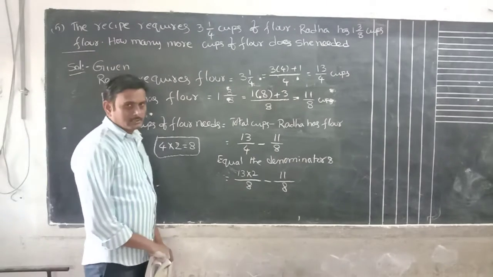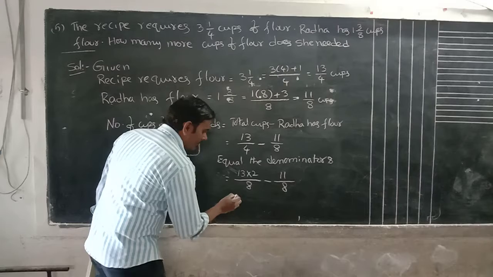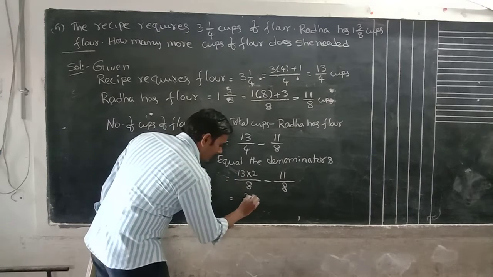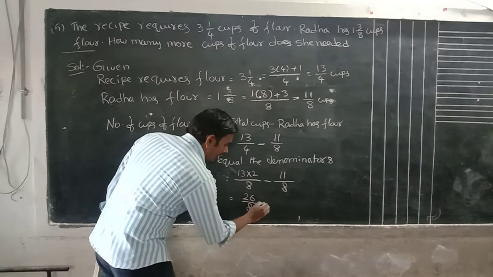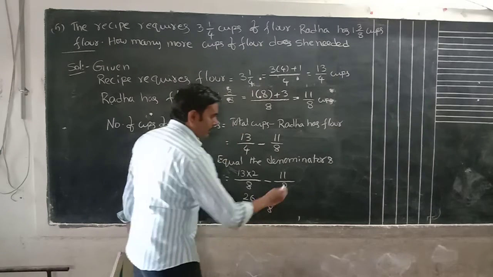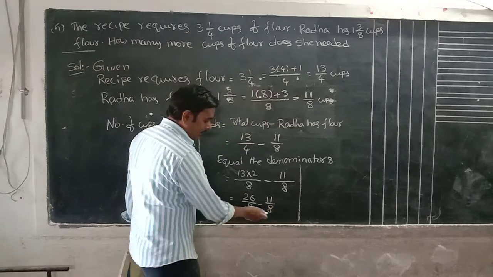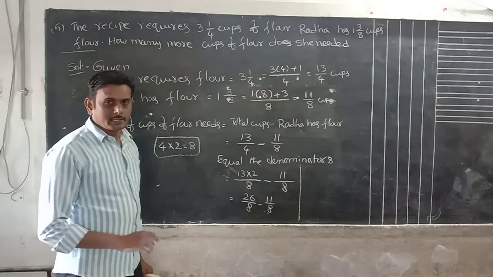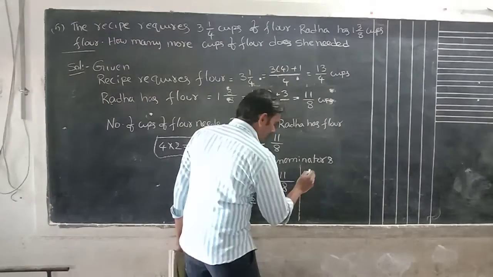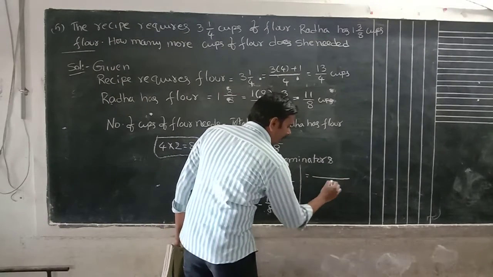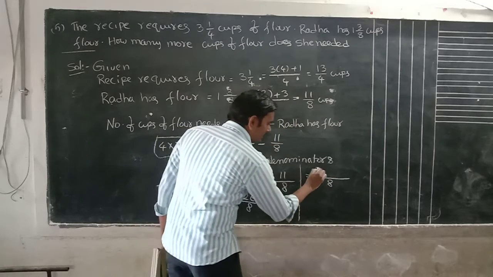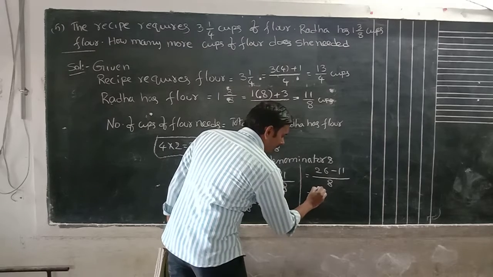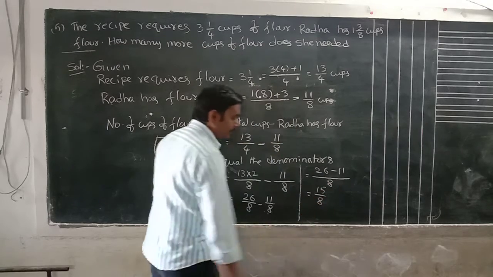Okay, 4 twos are 8. So multiply 2 to the numerator. 13 twos are 26. 26/8 minus 11/8. Now simplify this again. The denominators are the same, which means like fractions. Whenever like fractions are there, we can add or subtract the numerators directly, and write the denominator 8 here. 26 minus 11 means how much? 15. 15/8.